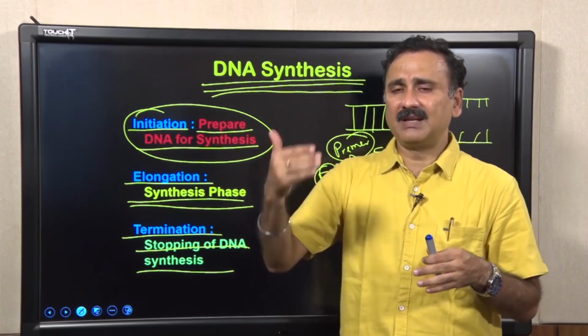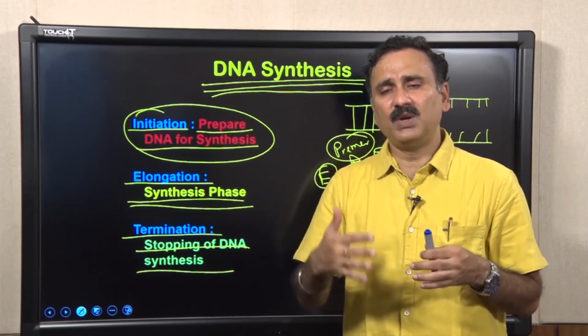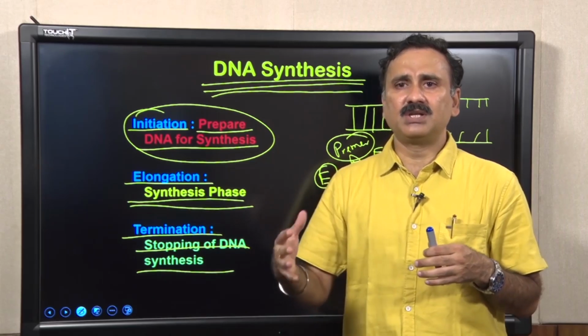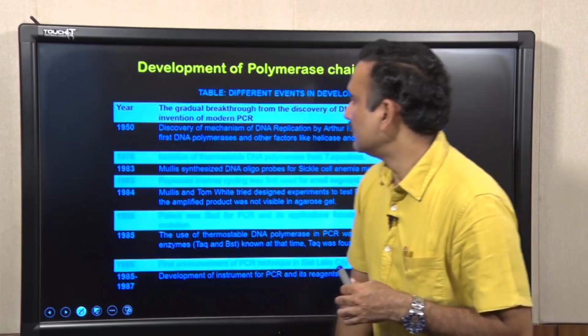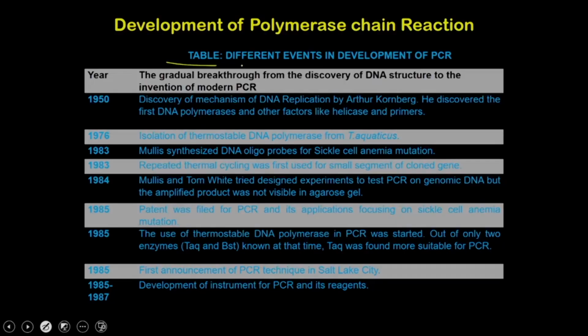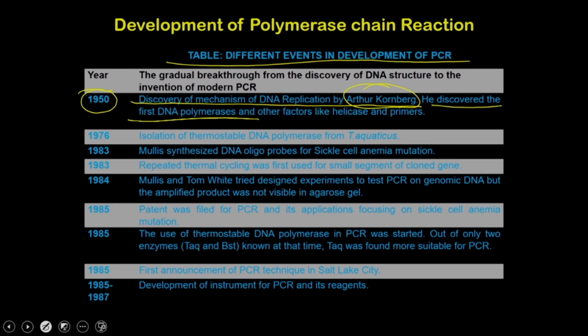But there are multiple steps and multiple phases in which the polymerase chain reaction was developed. There are multiple events that people have gone through to develop the PCR. In the 1950s, people discovered how DNA replication happens, and that was done by Arthur Kornberg, who discovered the first DNA polymerase and other factors like helicases and primase.